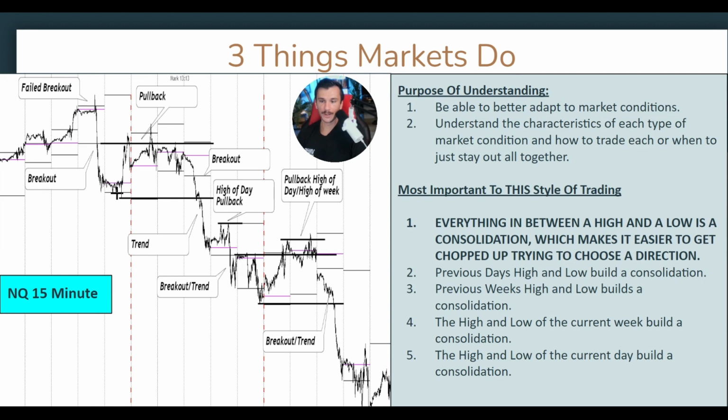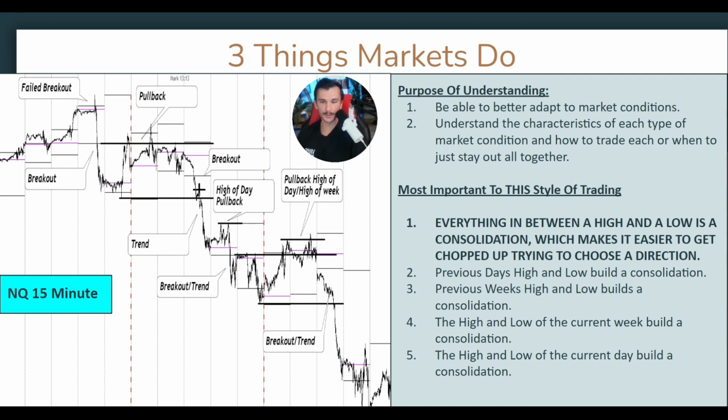There's our high, there's our low. This is our consolidation in the middle. And then now we have a pullback to that breakout level. 3 peaks, 1, 2, and 3. And then now we're in a trend move. Breakout, pull back, trend the market.